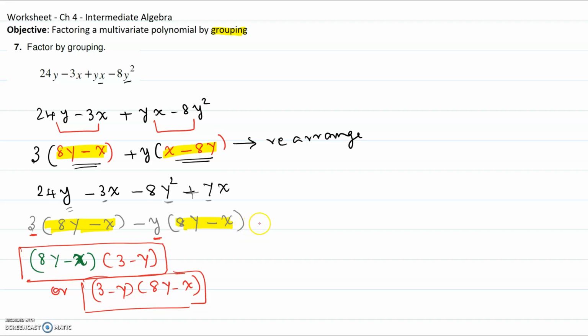Either this answer or this answer, both are acceptable in this problem. So keep in mind the goal is to make these two factors look the same. So if we have to rearrange the terms in some problem, we have to rearrange and then make them look alike, this factor and this factor. Hope this video helps.